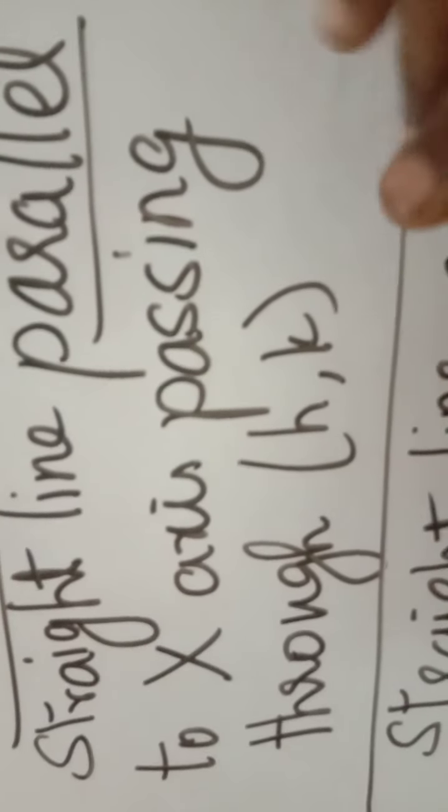Okay. So this is a concept you must understand. Equation of x-axis, y equal to 0. Equation of y-axis, x equal to 0. Keep it in mind. Equation of a straight line parallel to x-axis passing through h comma k. Parallel means just a change. Perpendicular means write as such. Keep in mind like this, it will be easy for you.